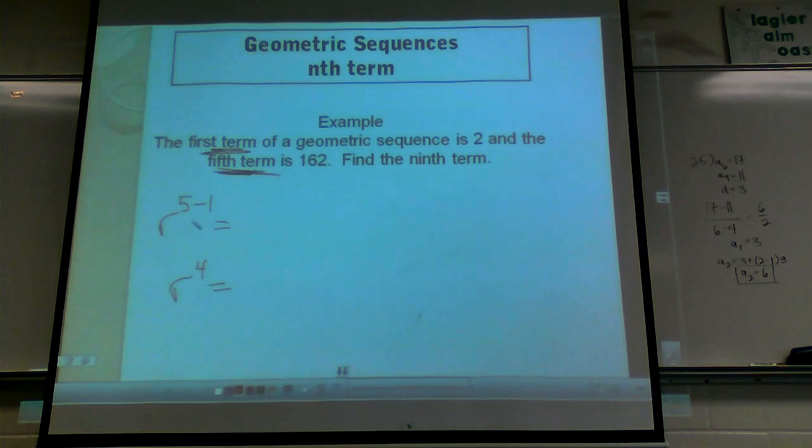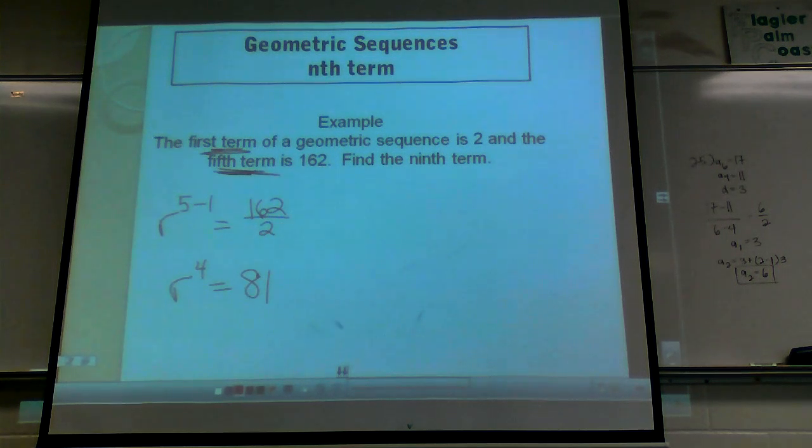The other side, remember, this is getting a ratio. So on the other side, I'm writing out a ratio. My 5th term is 162. The 1st term is 2. 162 divided by 2 is how much? 81.